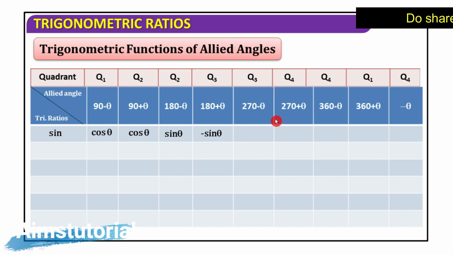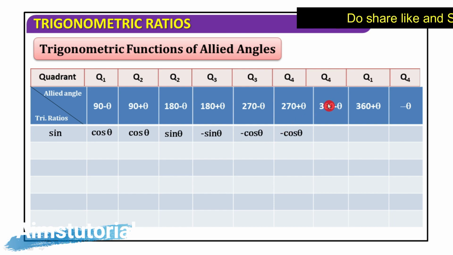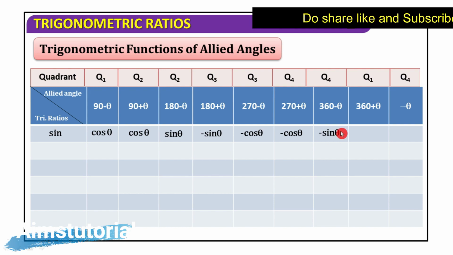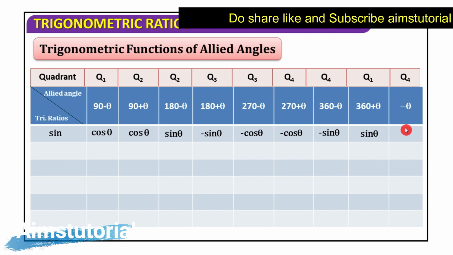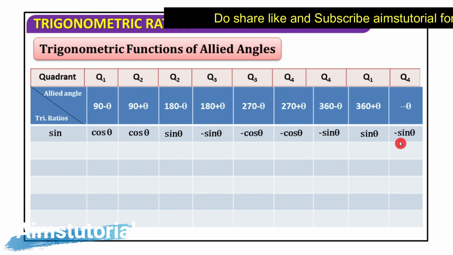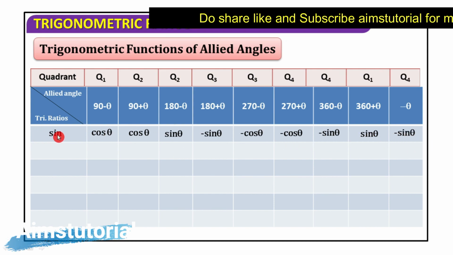270 means co-ratio will come. In the third and fourth quadrants sine is negative, so 270 means co-ratio, so minus cos. Fourth quadrant again, 360 is there, same ratio will come, but in the fourth quadrant sine is negative, so minus sine. This is the first quadrant, 360 means same ratio will come. In the first quadrant sine is positive, so sine theta. Now fourth quadrant minus theta, so sine of minus theta, sine is an odd function, minus sine theta. So these are the values of sine theta in different quadrants.